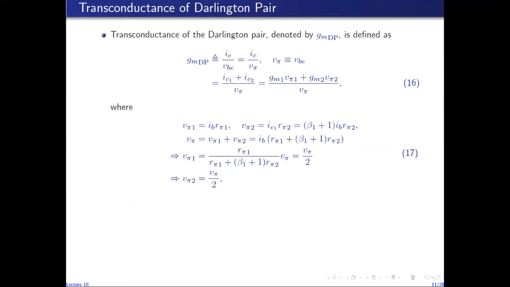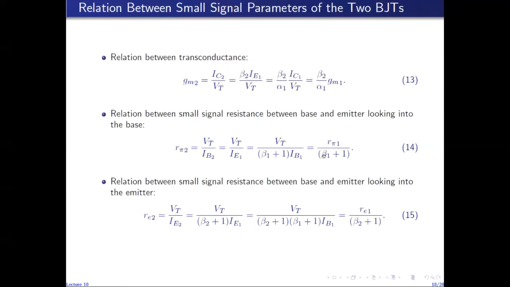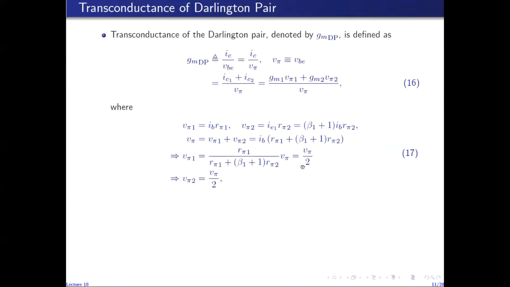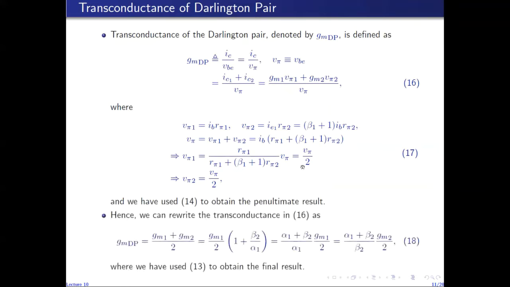So like I said, I've used this equation to obtain this result. Therefore, we can put these values back here. So V pi 1 is V pi by 2, V pi 2 is V pi by 2. So GMDP becomes the arithmetic mean of GM1 and GM2.